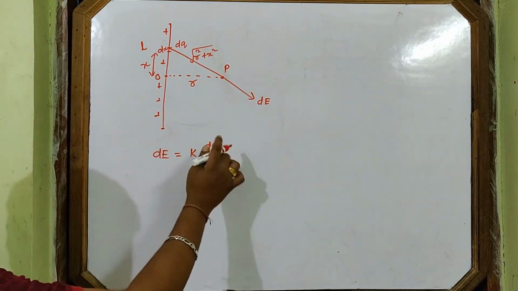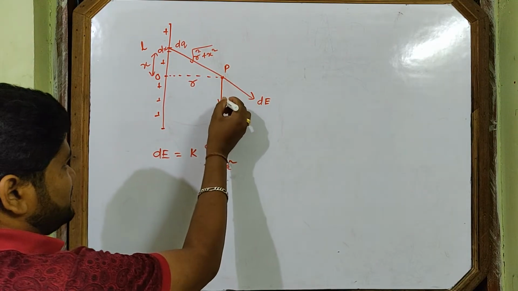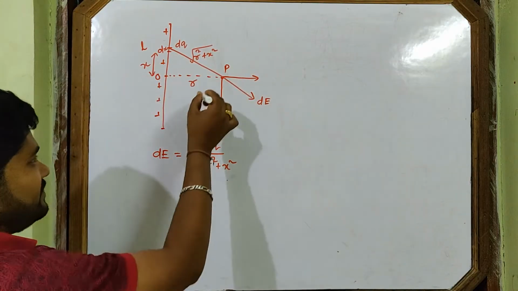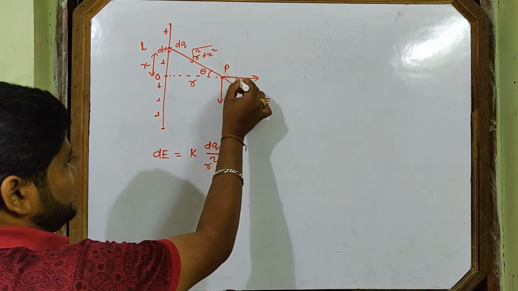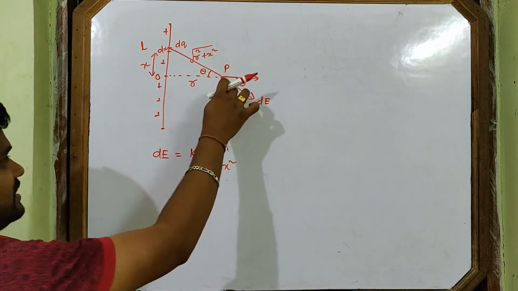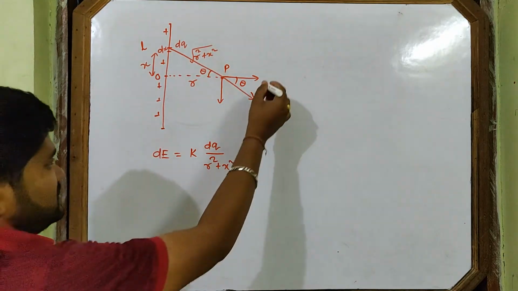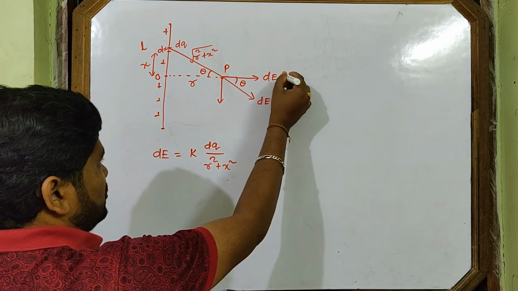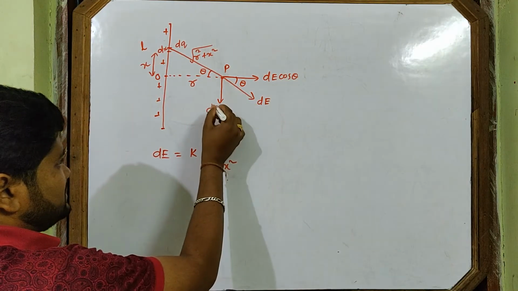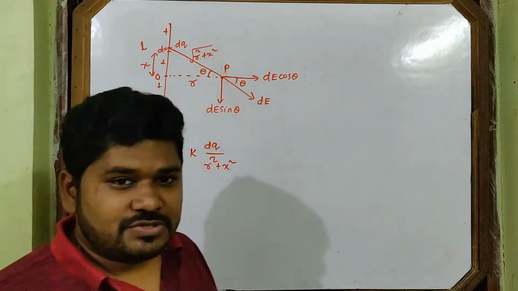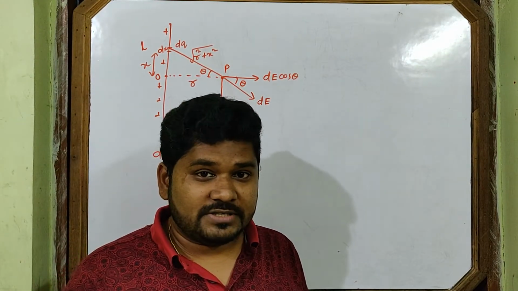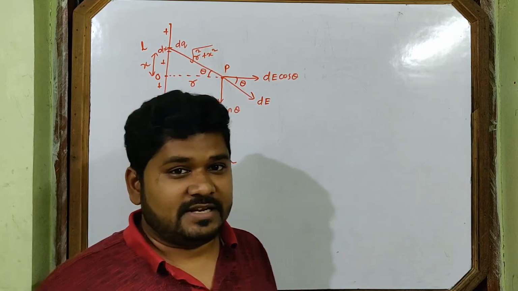Let's work on this electric field. It can be resolved into two components. If this angle is theta, then this angle is also theta, they are opposite angles. This is dE cos theta, this is dE sin theta. Now you see dE is resolved into two components, dE cos theta and dE sin theta.